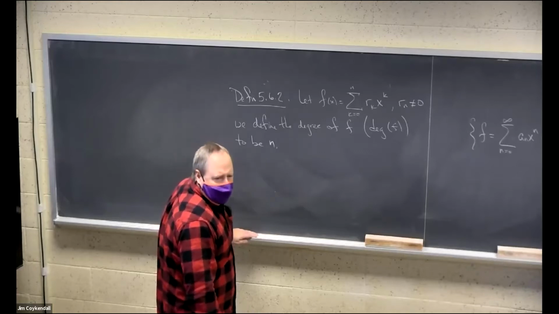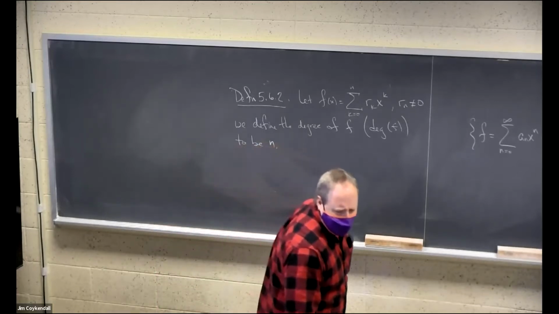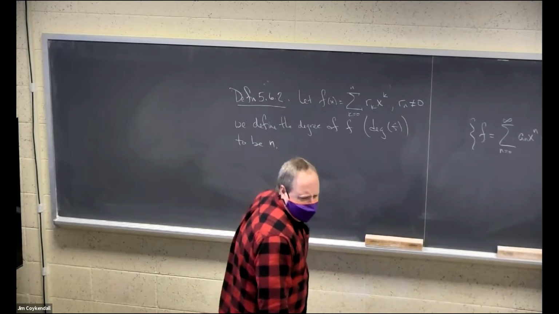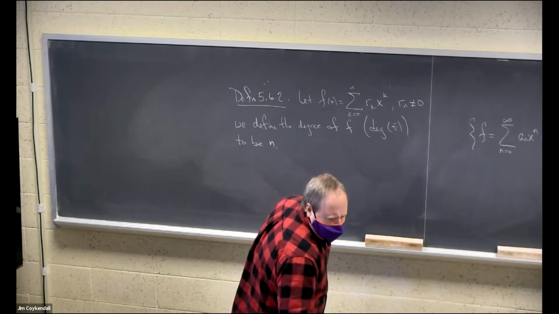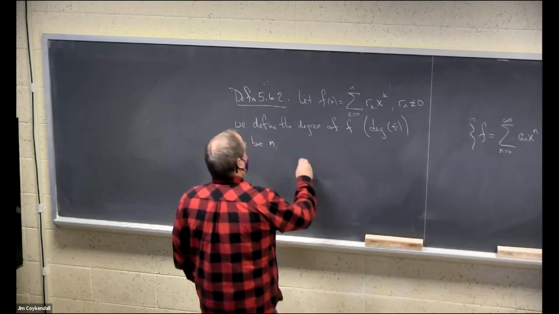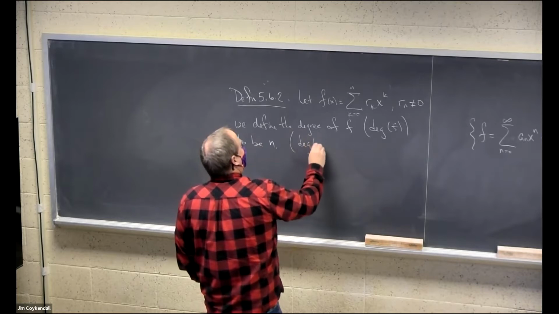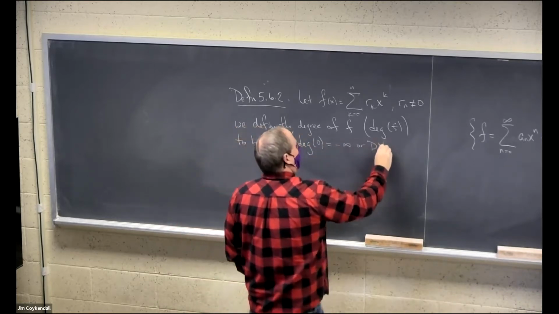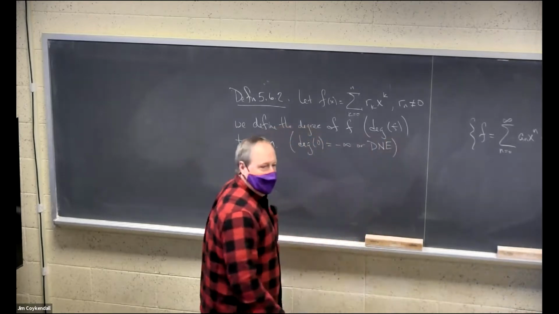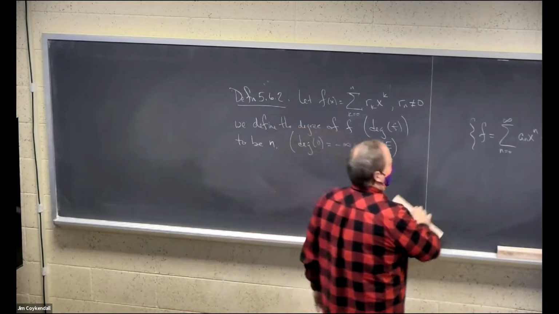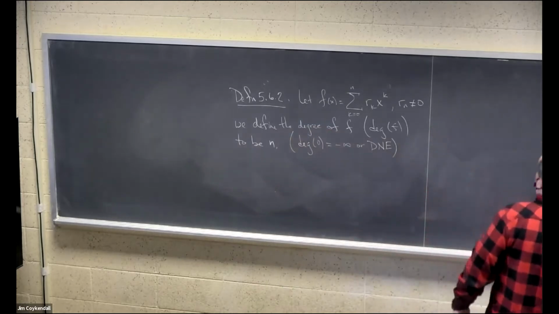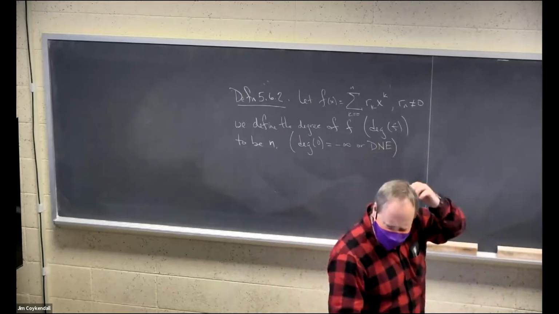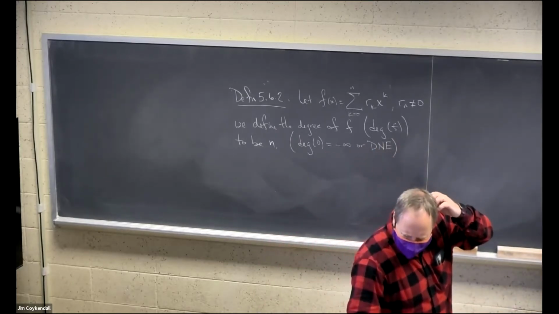It depends. Some people say it's undefined. For the purposes of this class, we will say that the degree of the zero polynomial, well, I might say it does not exist sometimes, or I might say it's minus infinity. Okay, I think I need that for the next things.